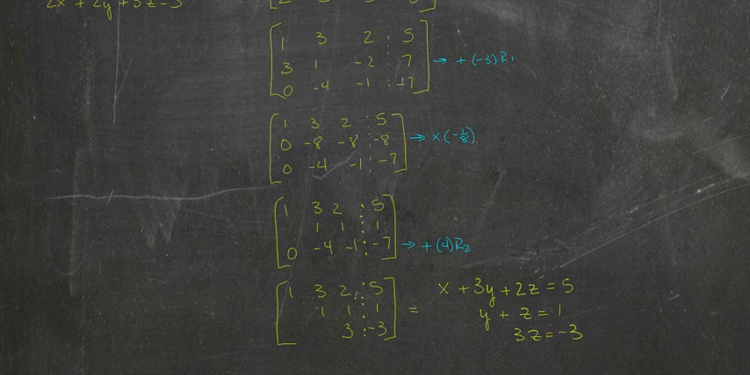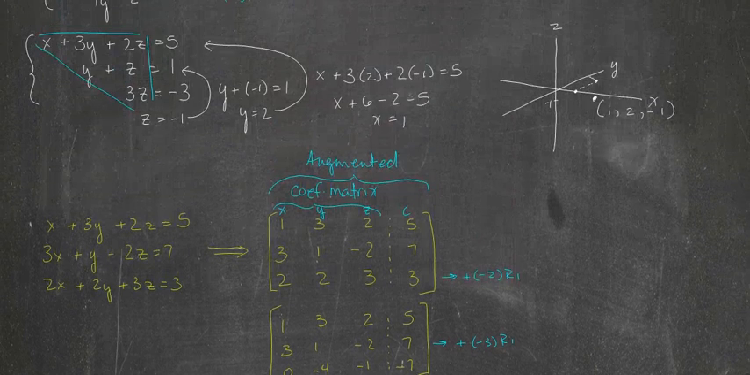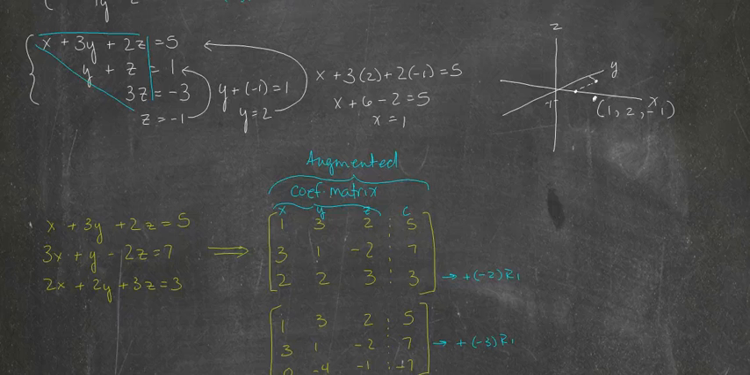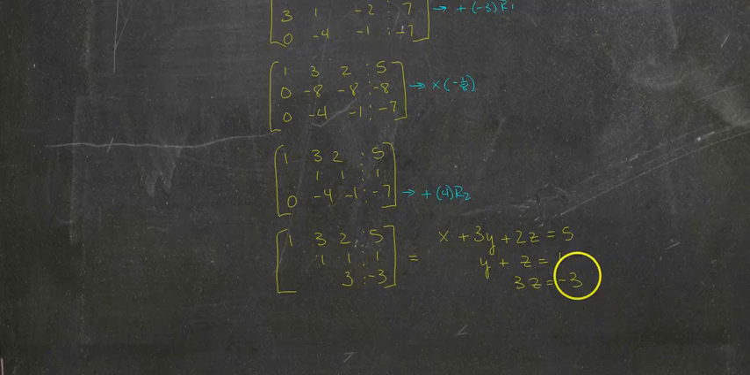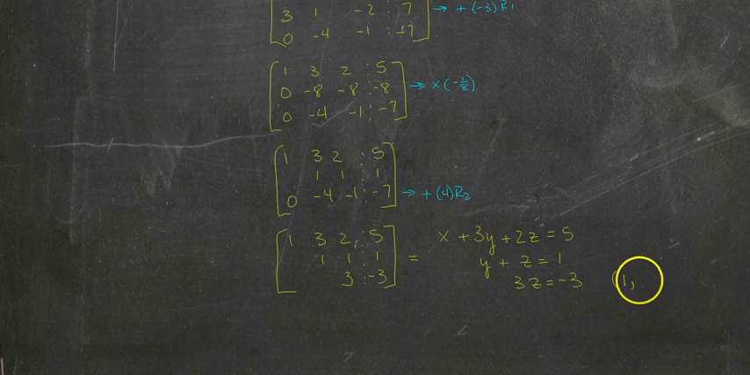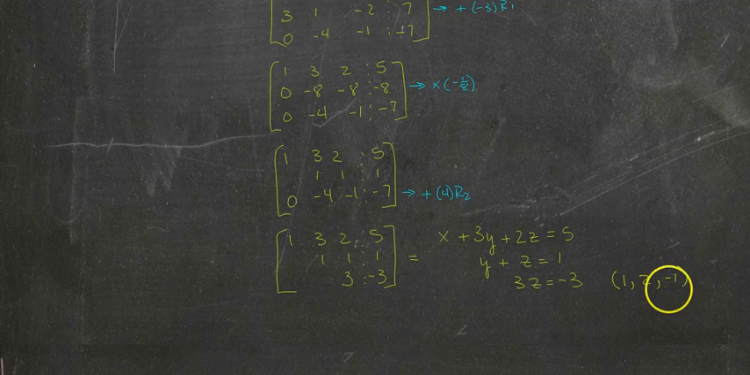And if you look, that's exactly what we ended up with up here. And when we did our back substitution, we ended up with our answer. The solution is the point x equals 1, y equals 2, and z equals -1. Done.